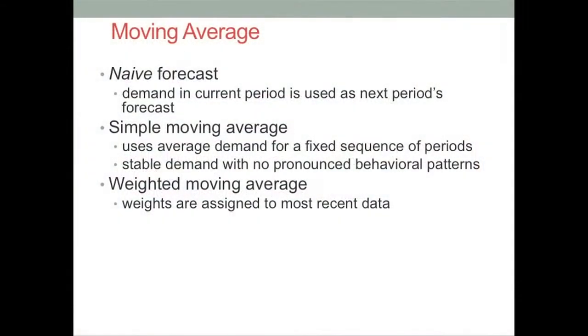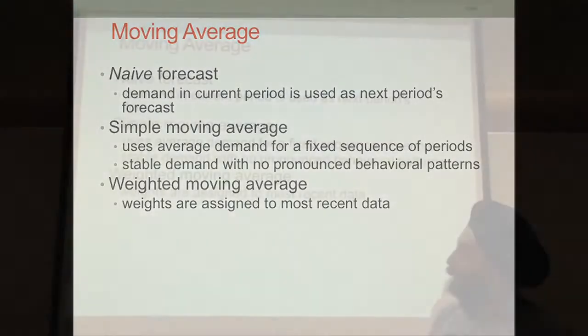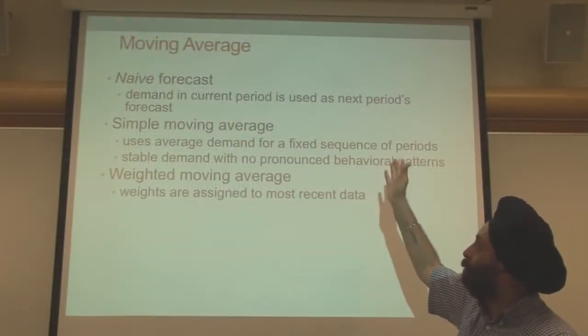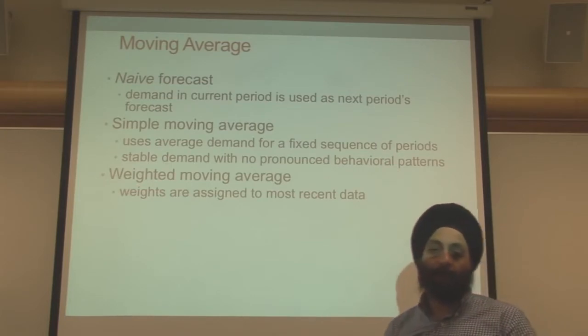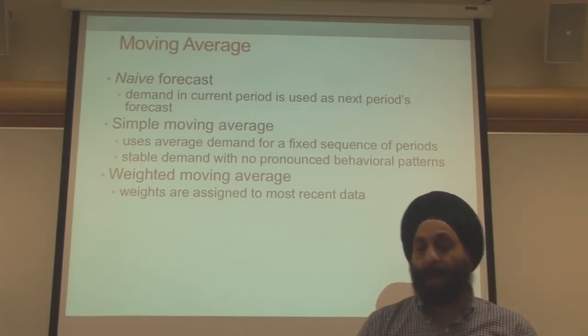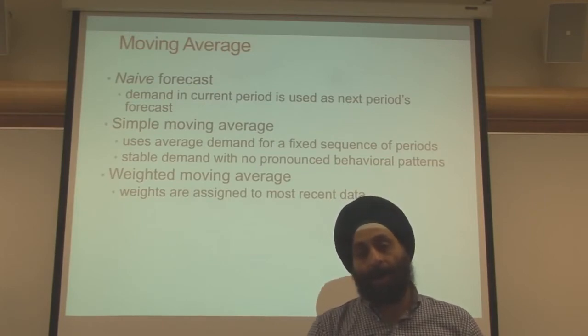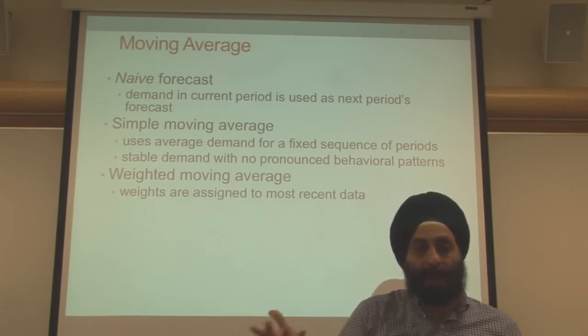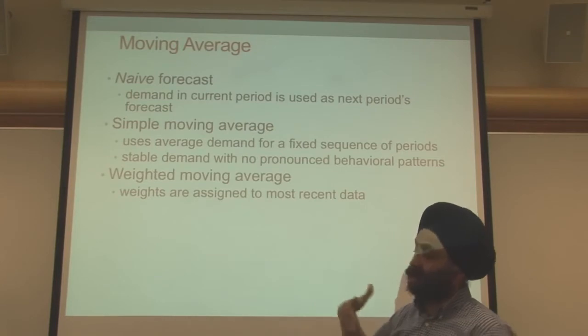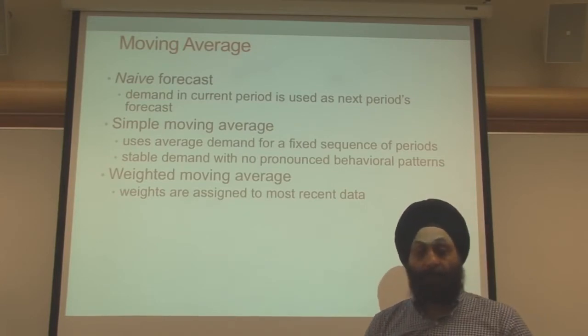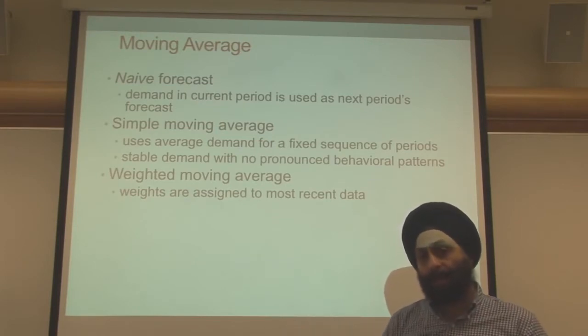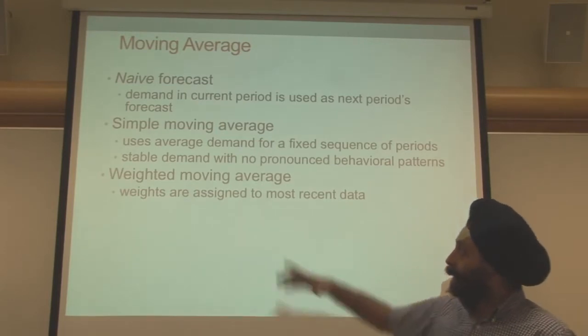Now in terms of moving averages, we have the naive forecast example, where the demand of the current period is used as the next period forecast. That is, how much we should stock for tomorrow depends on how much we sold today. That's a naive way of doing it, but nevertheless, for lack of any better forecasting model, it can be used as a starting point.